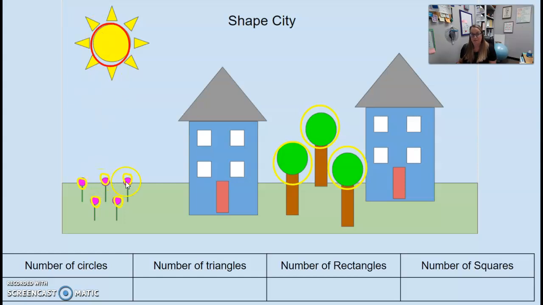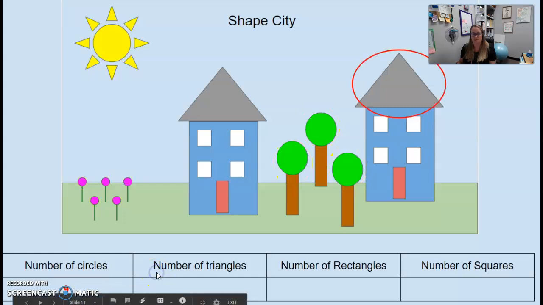So I found all of my circles, but I want to know how many circles are there. So let's count them. 1, 2, 3, 4, 5, 9 circles. How many circles did I get? That's right, I had 9 circles.